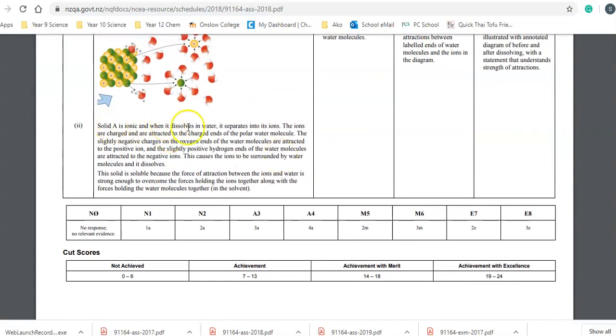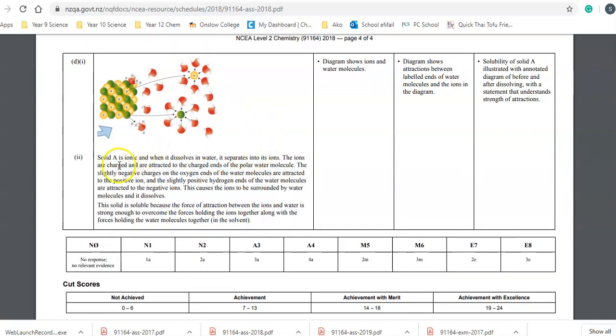Here we go. So solid A is an ionic compound, and when it dissolves in water, it separates into its ions. The ions are charged and attracted to the charged ends of the polar water molecule. The slightly negative charges on the oxygen ends of the water are attracted to the positive ion, and the slightly positive hydrogen ends of the water molecules are attracted to the negative ion. So this causes the ions to be surrounded by water molecules and it dissolves.